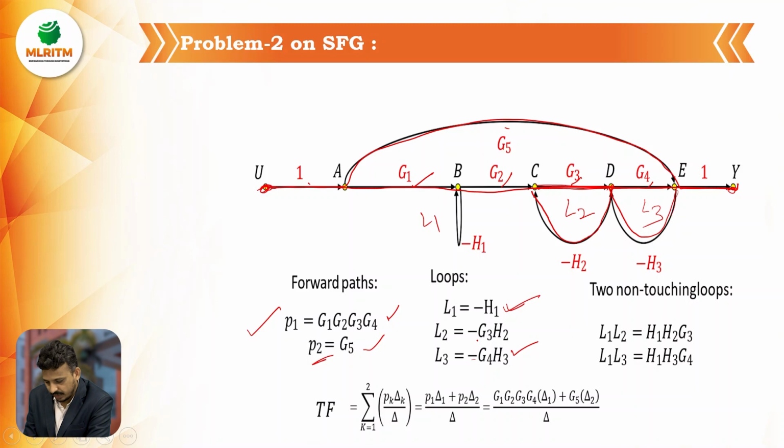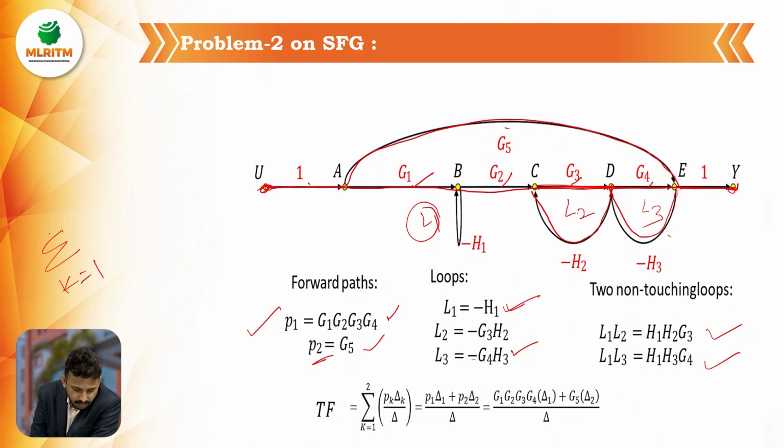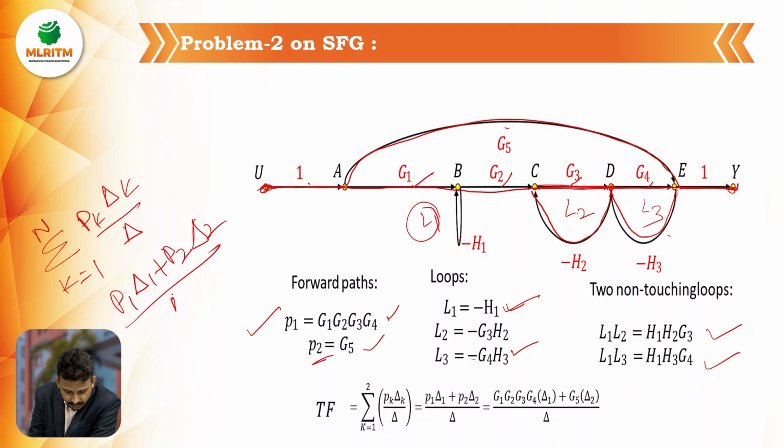Now I have to consider two non-touching loops. See, L1 is not touching L2 and L3 both. So L1 L2 is the first non-touching pair and L1 L3 is the other non-touching pair. So finally, the formula is the sum from k equal to 1 to n of Pk delta k divided by delta. So P1 delta 1 plus P2 delta 2, divided by delta.